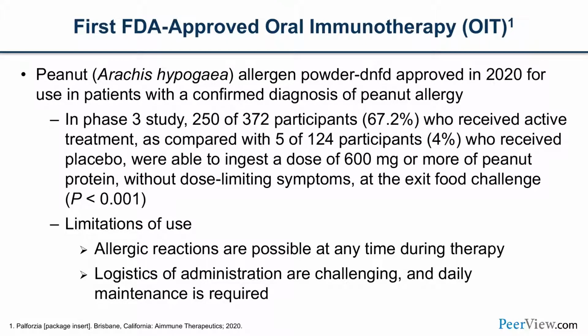And what we saw in the large phase 3 study called the Palisade study, that about 2/3 of participants who received the active treatment, compared to 4% of those who received placebo, were able to ingest a dose of 600 milligrams or more of peanut protein without dose-limiting symptoms. And the 600 milligrams turns out to be a pretty important number because most accidental exposures are considerably less than that.